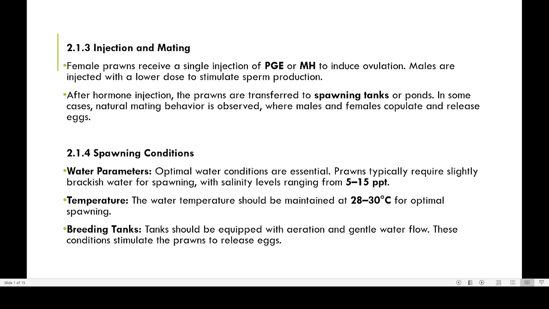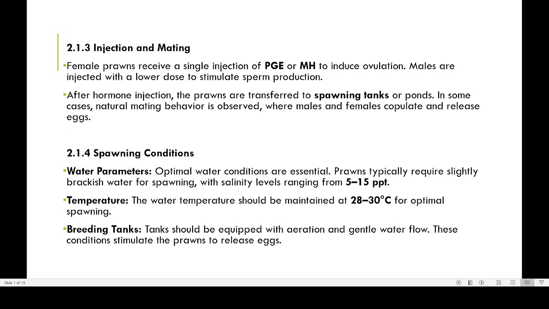Then you can also see the spawning condition. What are the conditions that should be maintained? One is water parameter. Water parameter, most important thing is the salinity of the water. That should be between 5 to 15 parts per thousand. So that is one important condition. Temperature should be around 28 to 30 degrees for prawns. For fish it should be 25 to 28 degrees. Slight difference is that. Our water conditions are generally suitable for this.